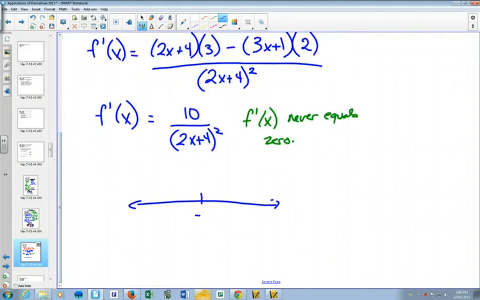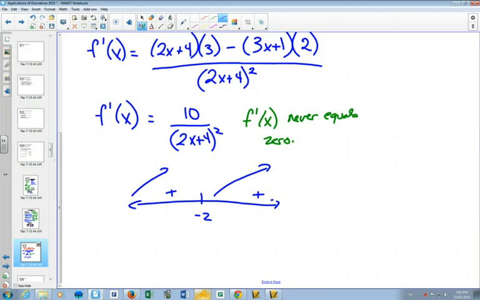at -2. And if we plug in something less than -2 or greater than -2, it's always going to be positive. I can see that right away by my fraction here, because the bottom is squared, so that's always going to be positive, except when it's equal to 0, which is the non-permissible value. And the top is 10, which is always positive. So this function is going to be increasing in both of those sections.